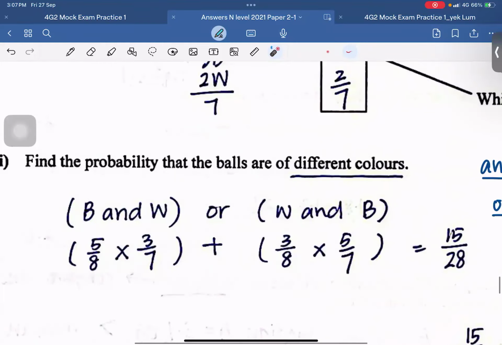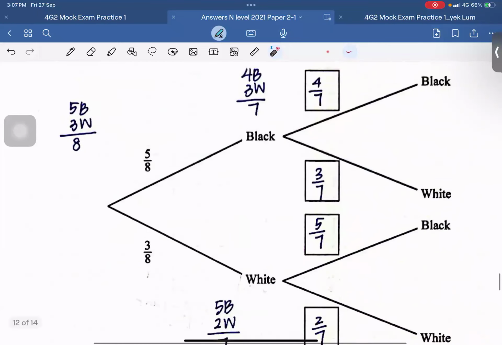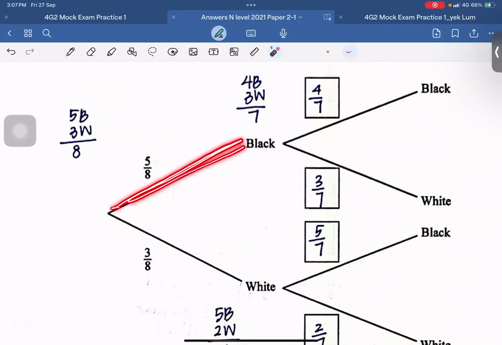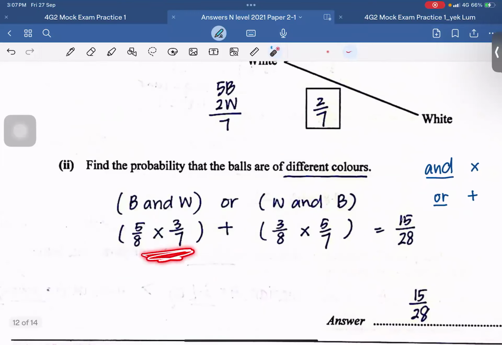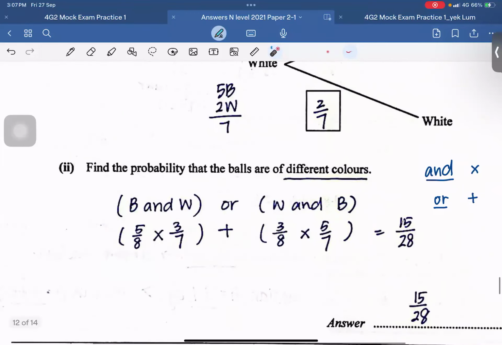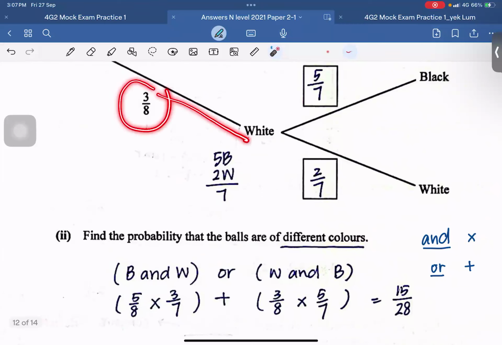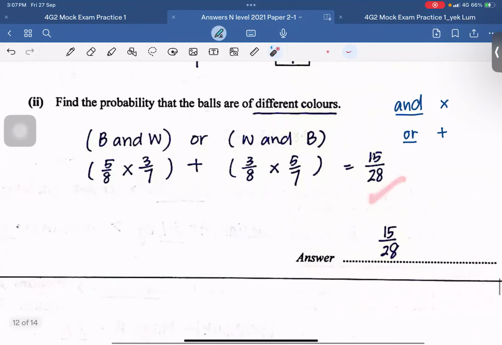So first ball I took, there are 8 of them. After I take out 1, denominator left 7. Same thing, first ball I take, there are 8 of them. After I take out 1, there's left 7. I want the black ball followed by the white ball. Black, 5/8 times the white, 3/7. So 5/8 times 3/7. The next one, I want the white ball followed by the black ball. White followed by the black ball, 5/7. So 3/8 times 5/7, then you get your answer.